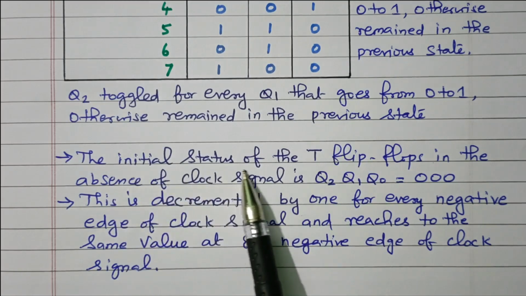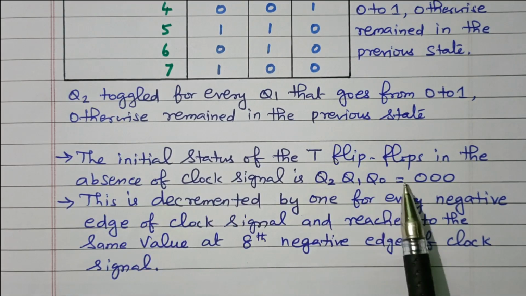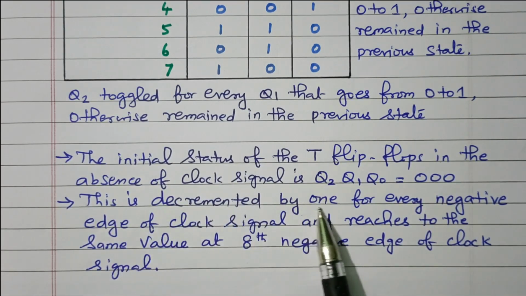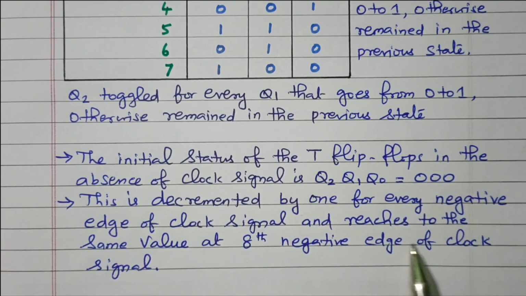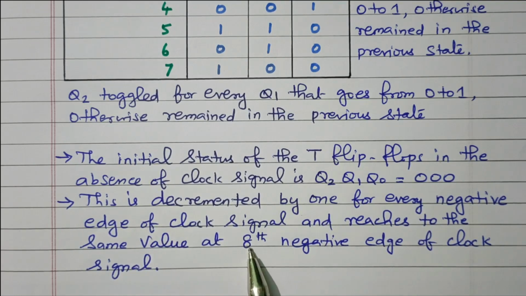The initial status of the T flip-flops in the absence of clock pulse is 0, 0, 0. This is decremented by 1 for every negative edge clock signal and reaches the same value at the 8th negative clock pulse. Start from 0, 0, 0 and it is decremented: 1, 1, 1, decremented slowly, and finally at the 8th negative edge again it goes to 1, 1, 1.